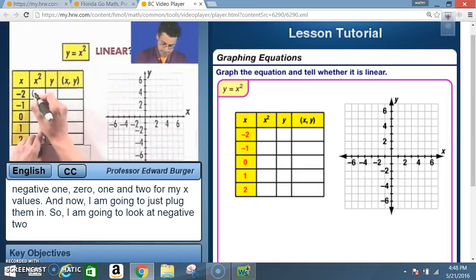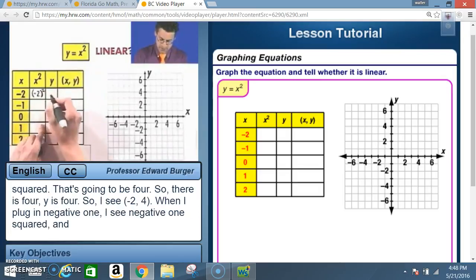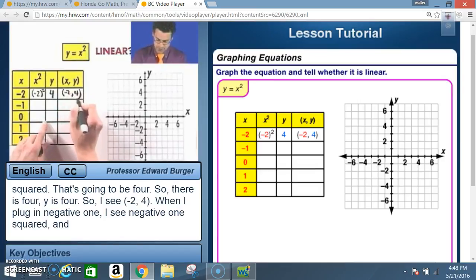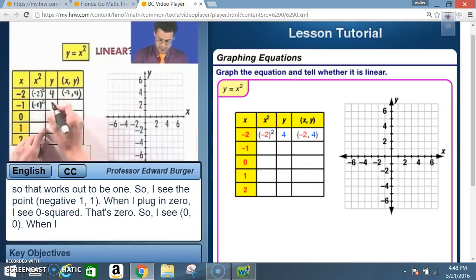So I'm going to look at -2 squared. Well, that's going to be 4. And so therefore, y is 4. And so I see -2, 4. When I plug in -1, I see -1 squared. And so that works out to be 1. And so I see the point -1, 1. When I plug in 0, I see 0 squared. That's 0. And so I see 0, 0.